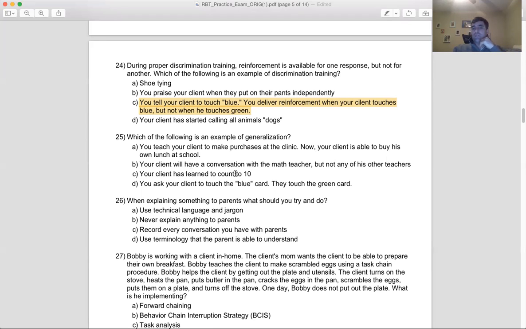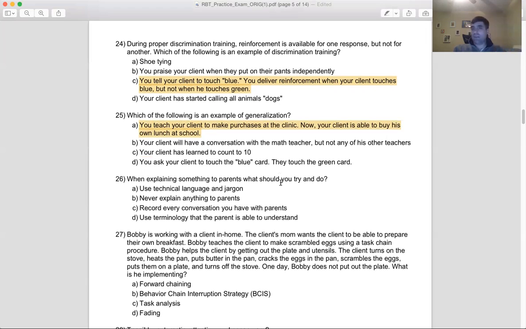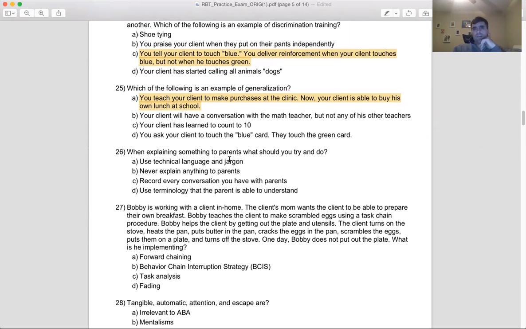Your client has learned to count to 10. It's got nothing to do with generalizing a behavior. And then you ask your client to touch the blue card. They touch the green card. That is not generalizing, and that's also not discriminating. So the best answer here is A. They have performed a behavior in an untrained environment. And you can generalize across settings and people and behaviors and times. You can generalize across a lot of different things, all right? So 25 is A. When explaining something to parents, what should you try and do?